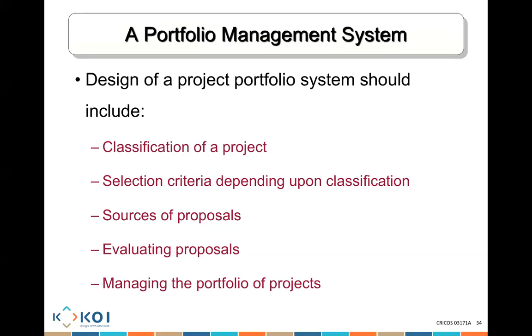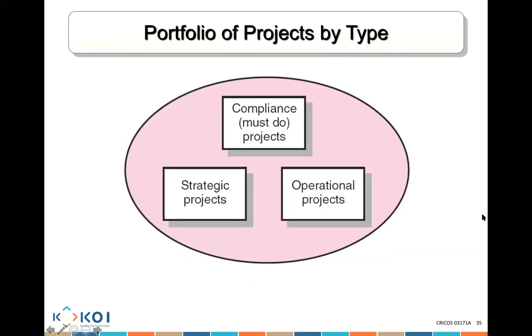We evaluate the proposals, and we say, all right, let me manage the portfolio of projects. We've chosen them. We're going to work on 1, 2, 3, 4, high risk, medium risk, low risk. Let's go and work on them. So starting with the project classification, a lot of the time we classify projects based on strategic, operational, or compliance. Strategic, my long-term needs. Operational, my current day-to-day management needs. And compliance, if you do not do this, you cannot operate.